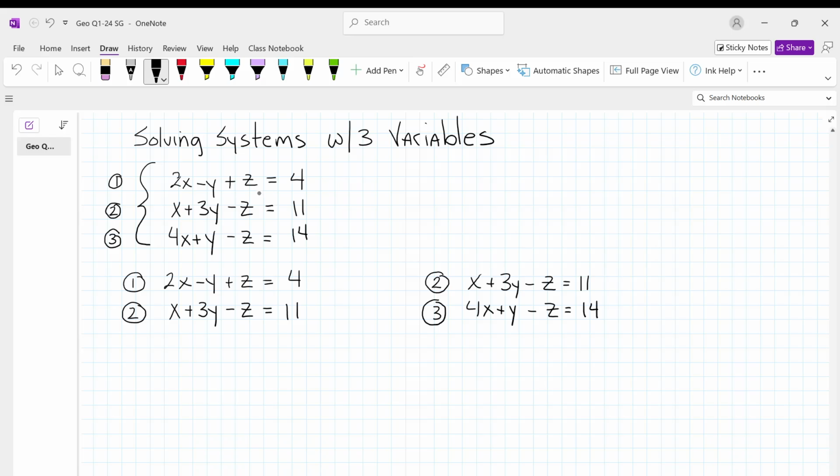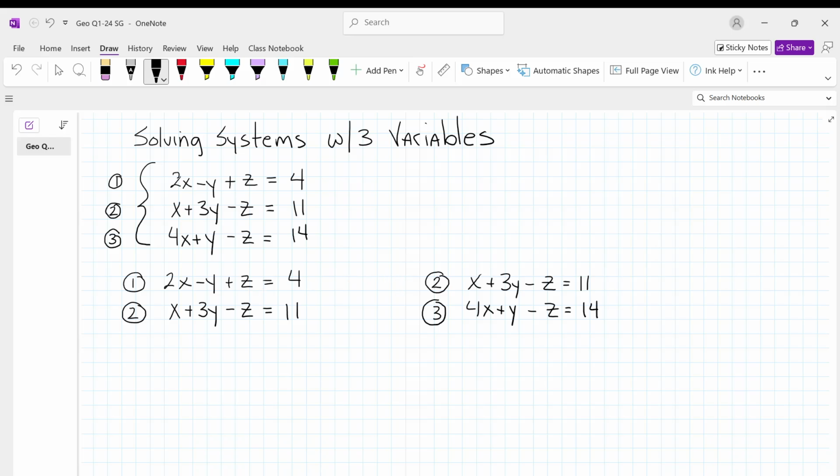All right, so really your first steps are just rewriting. And when you are doing this problem out of the book, you won't have to write down this first set of equations. You can just go right to pairing up 1 and 2 and then 2 and 3.